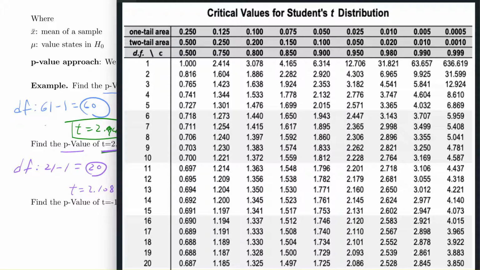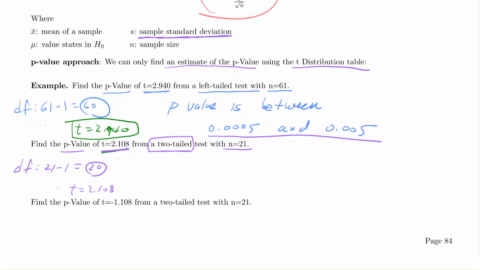Okay, so let me write that. For this one, the p-value is between 0.020 and 0.050.